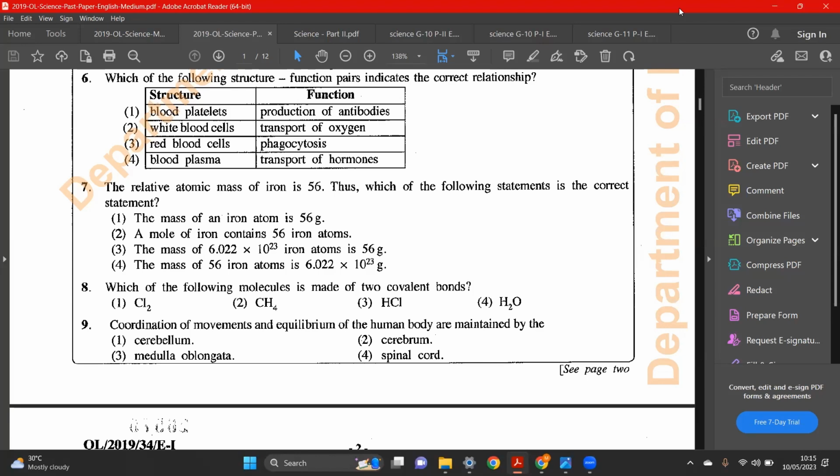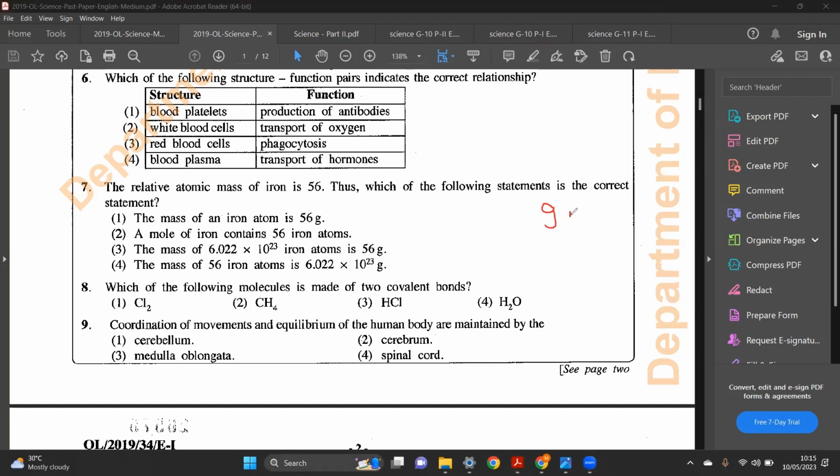All right. Okay. Then we move into the 7th question. The relative atomic mass of iron is given to you as 56. Thus, which of the following statements is the correct option? Generally, when we talk about relative atomic mass, molar mass, and things like that, we use the unit grams per mole. So if we were talking about iron, it would be 56 grams per mole.